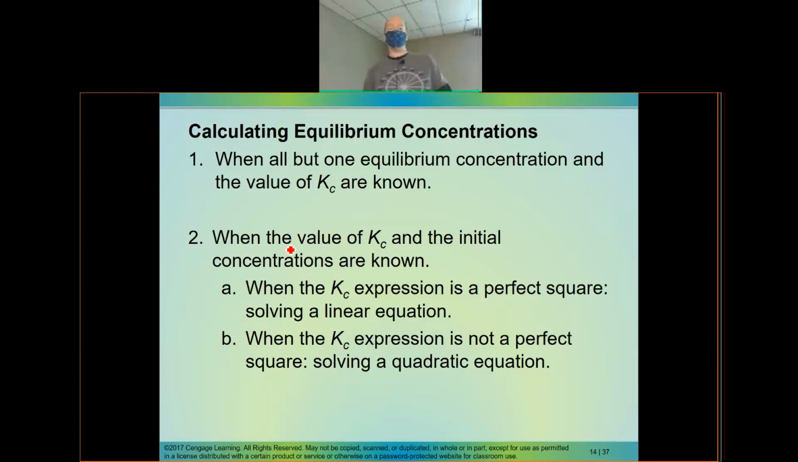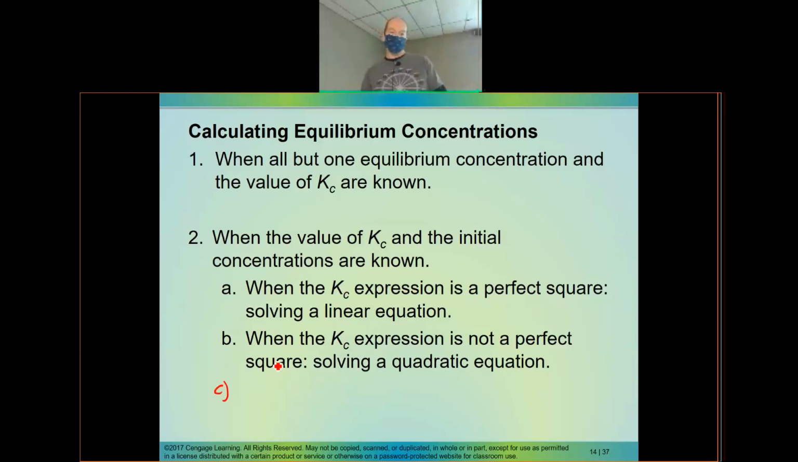The other choice is when you have a Kc and the initial concentrations. You've got to find the equilibrium concentration. So there are three ways that we're going to do this. The first way is that when you set it up, you will see that you have a perfect square. Then you take the square root of both sides and solve that algebra equation simply by doing the same thing to both sides. Nothing special to solve it.